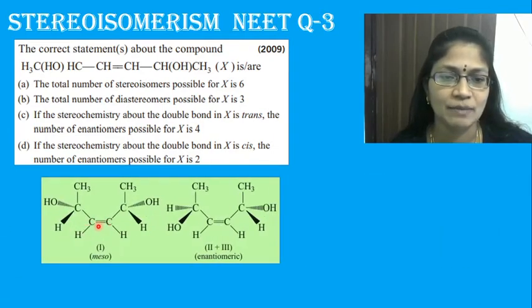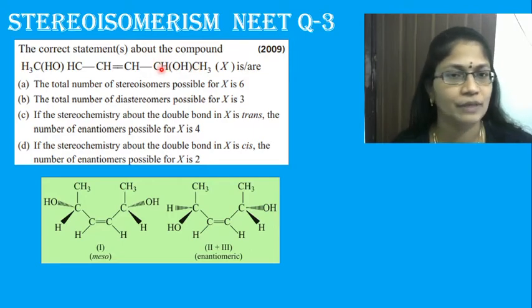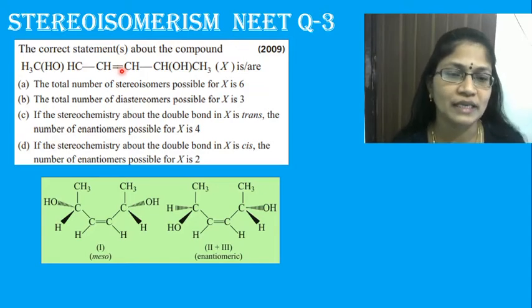This is a C double bond C, one carbon which contains three groups, that is CH3, OH and X. That's why they have mentioned OH within the bracket. All these three are substituents to this carbon, and in the same way here. So this double bond clearly shows it's geometrical isomerism.